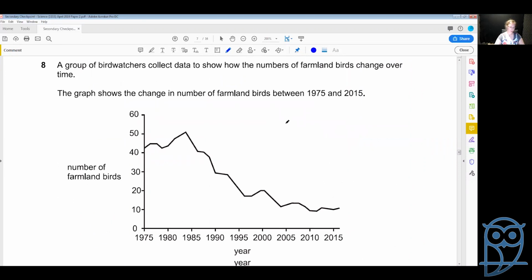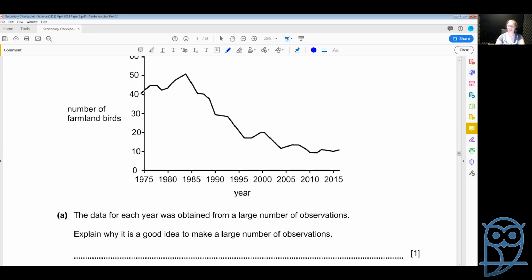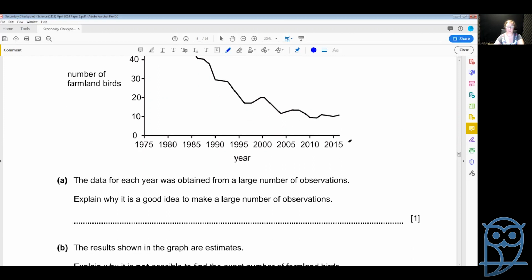Okay, so a group of bird watchers collect data to show how the numbers of farmland birds have changed over time. This graph shows the change in number of farmland birds between 1975 and 2015. So we start over here at about just slightly more than 40 birds. Then it rises up to just above 50 just before 1985, and then it steadily decreases in some way until about 2015, where we're just over 10 over here.